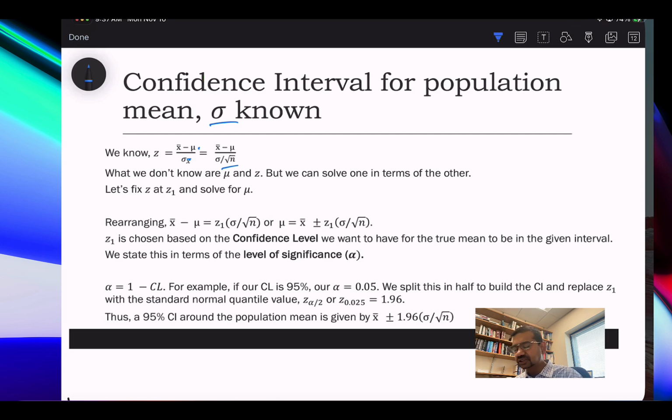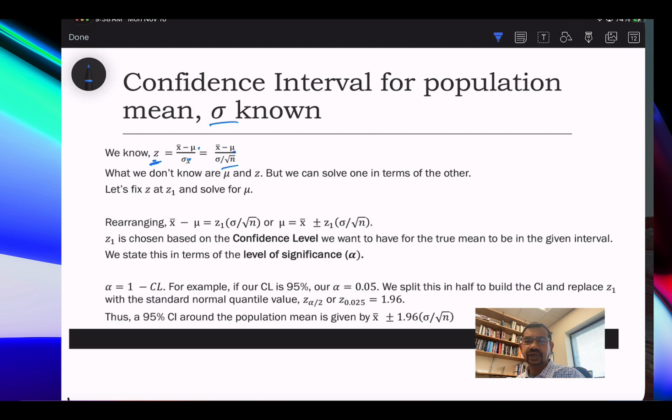Now there are two unknowns here. We do not know what our z-score is, and we do not know what our mu is. Again, our objective is to build an interval around the population mean. The way out of this is that we will fix a value of z, let's say z1, and once we determine what z1 is, we can solve this equation to get an interval around the population mean.